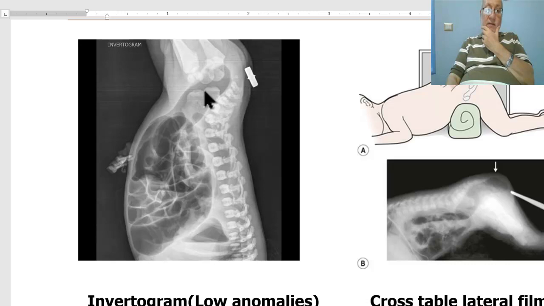Here, this is the line. And here, air is below the pubococcygeal line. Why is this below? This is towards the lower limb, below. We speak anatomy. This is the pubococcygeal line, and the air towards the lower limb is below this line. Therefore, this is a low anomaly.